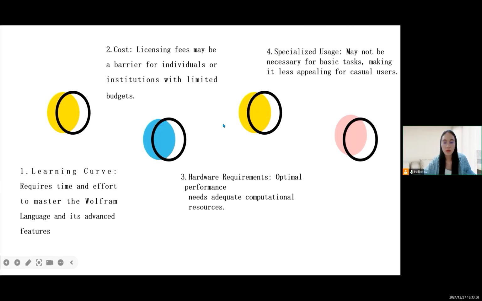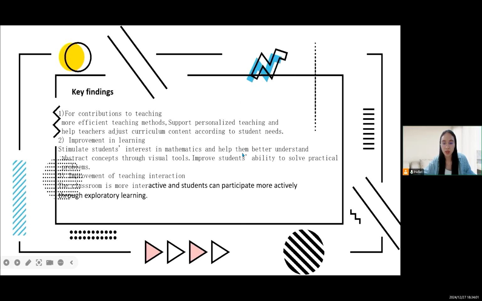And then we come to the final part, conclusion. I have pointed out some key findings of our topic. The first one is contribution to teaching. It becomes more efficient teaching methods, supports personalized teaching, and helps teachers adjust the curriculum content according to students' needs. And the second one is improvement in learning. Stimulate students' interest in mathematics and help them better understand abstract concepts through visual tools. And it can also improve students' ability to solve practical problems.